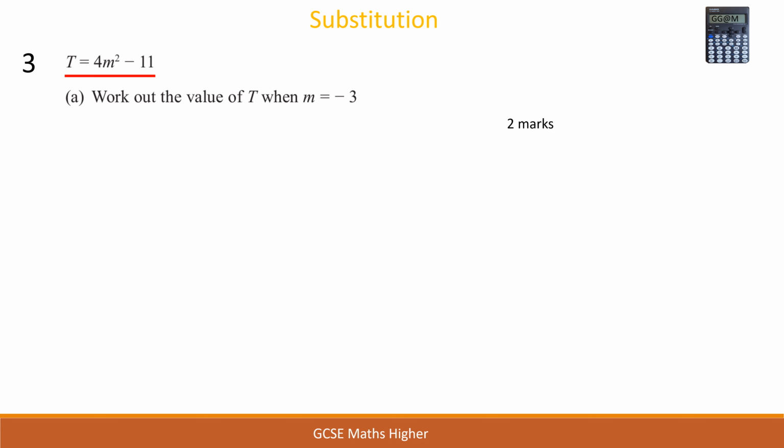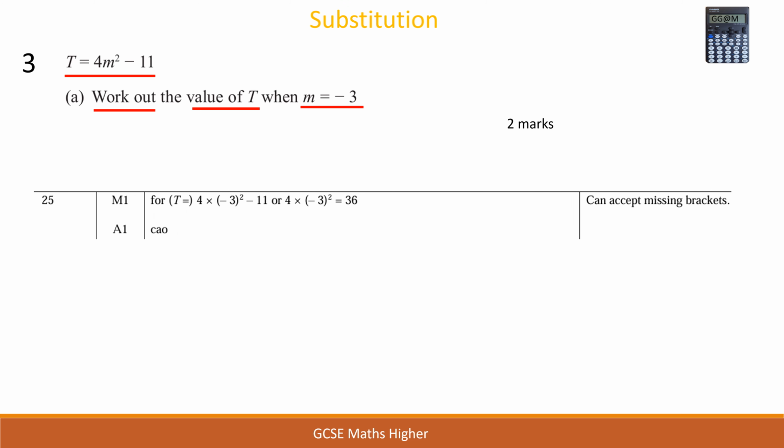Fantastic. So hopefully you've managed to take this equation here, and you've got to work out the value of t when m was equal to -3. So that means you just substitute the value of -3 into that equation. Remember, when you square -3, -3 times -3 is 9. So that gives you an answer of 9 times 4. Take away the 11 for the answer.